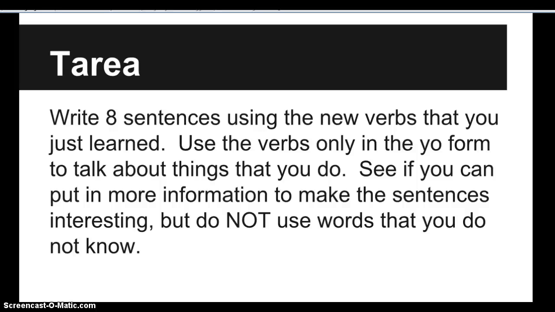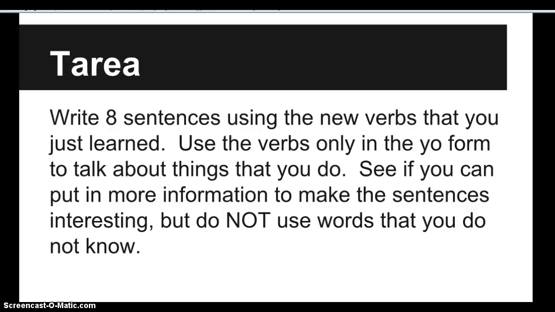You're going to write 8 frases, sentences using the new verbs that you just learned. You can use any of them that you want. Use the verbs only in the yo form to talk about things that you do. We're just practicing the yo form right now and getting familiar with these verbs and what they mean. See if you can put in more information to make the sentences interesting.